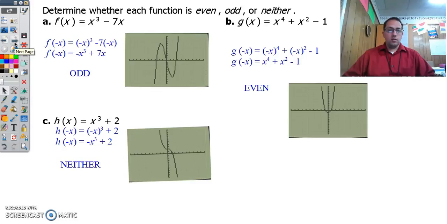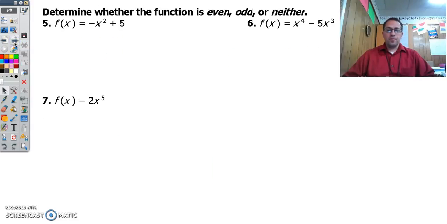So let's take a look at these three. In fact, I would like you to work these three problems out. All I want you to do is to tell me, are they odd, are they even, are they neither one? All right? Pause the video, work those out, and then come back. Okay, so let's see how you did.